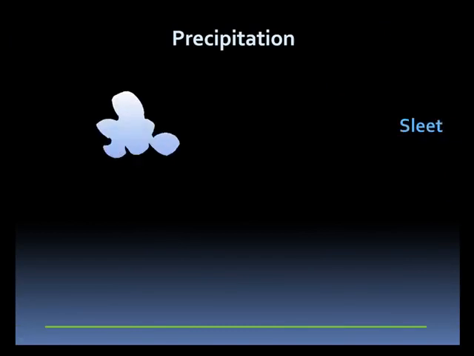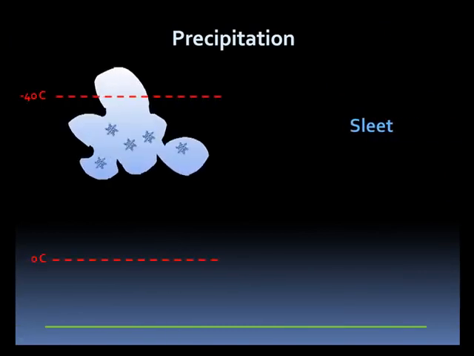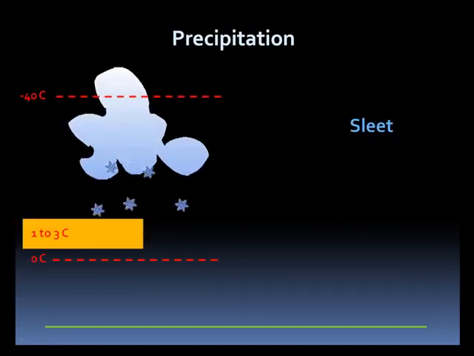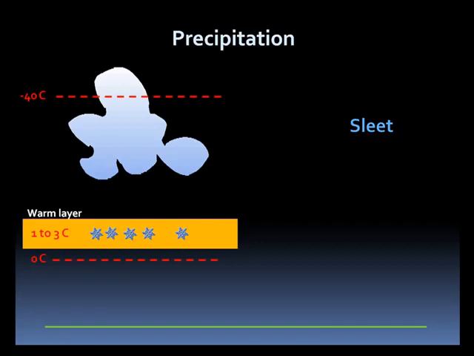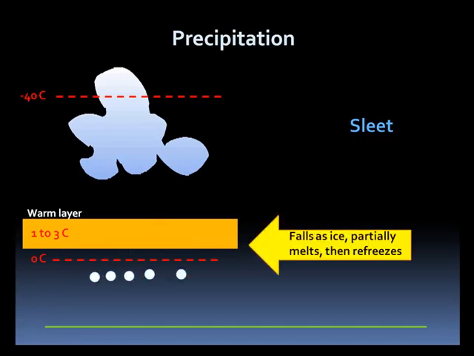For sleet, it starts out as snow, but as the ice crystals fall, they move through a warm layer in the 1 to 3 degrees Celsius range. This leads to partial melting of the ice crystals, which then refreeze as they fall through the sub-zero layer below this warm region.